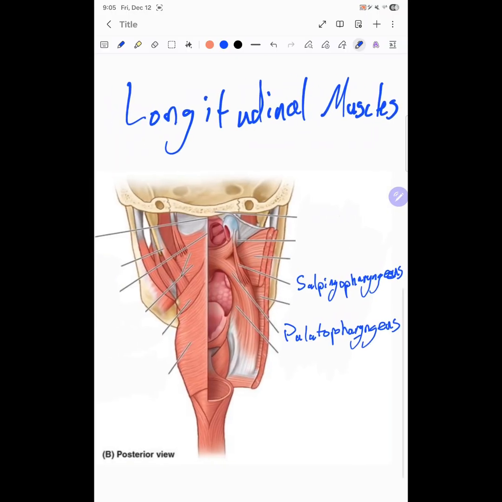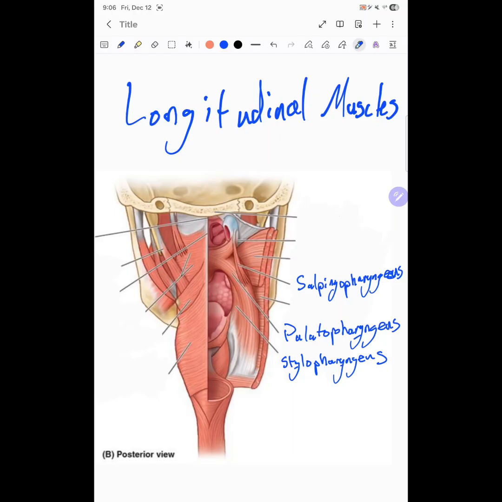Last but not least, we're going to talk about the stylopharyngeus, which is this muscle right there, and also this muscle if we're looking at the other side on the outside. This is how you spell it. It's going to originate on the styloid process of the temporal bone, and it's going to insert on the posterior superior borders of the thyroid cartilage with the palatopharyngeus. So this would basically probably be the thyroid cartilage.